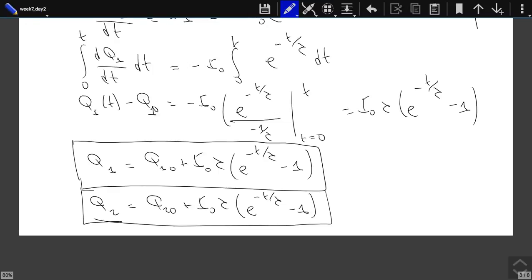This one, at time t equal to 0, is the charge of the first capacitor. If you just put t equal to 0, this becomes 1, and 1 minus 1 is 0. So this is the charge in the first capacitor. And at time t equal to 0, this is the charge in the second capacitor. These are the general solutions. In the general case, the initial charges in the first capacitor and the second capacitor can be arbitrary.